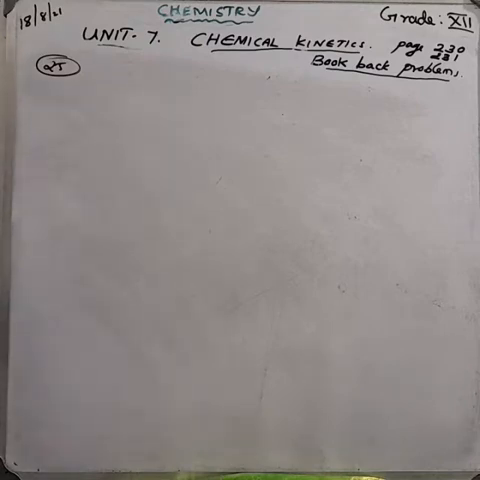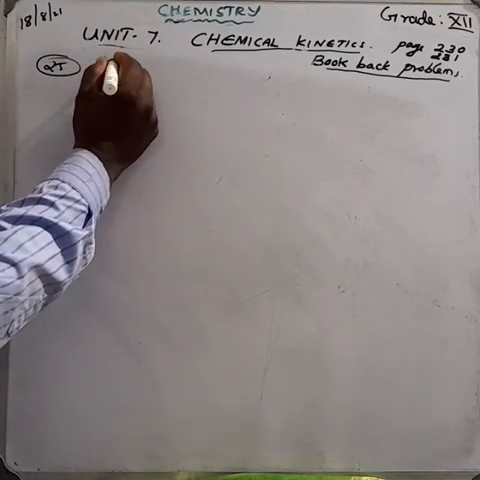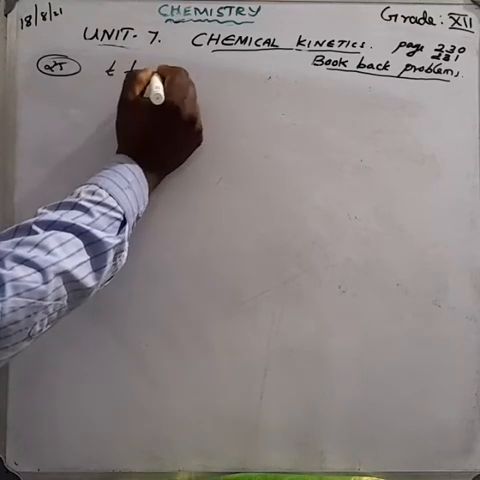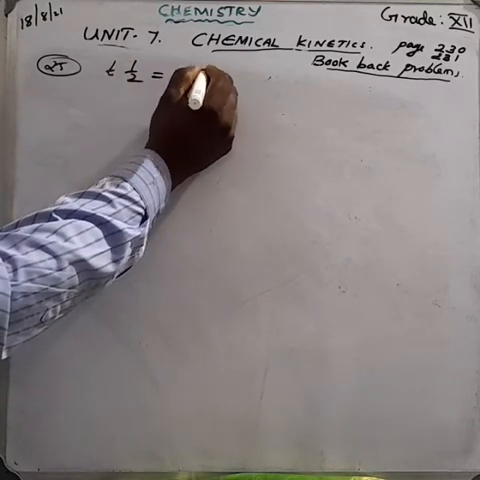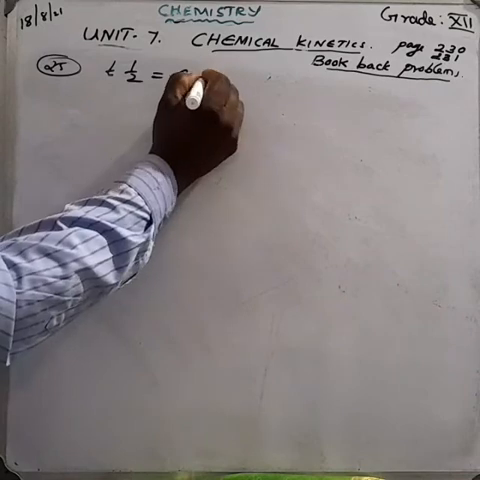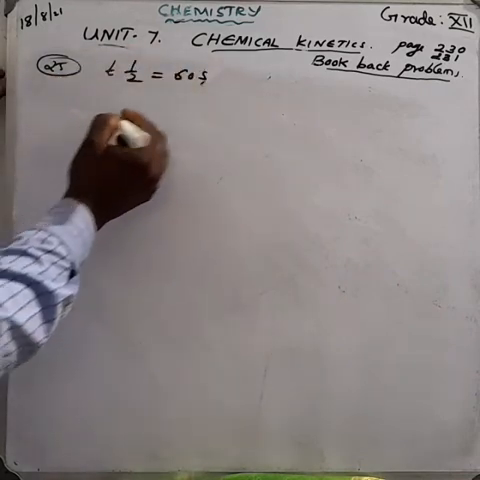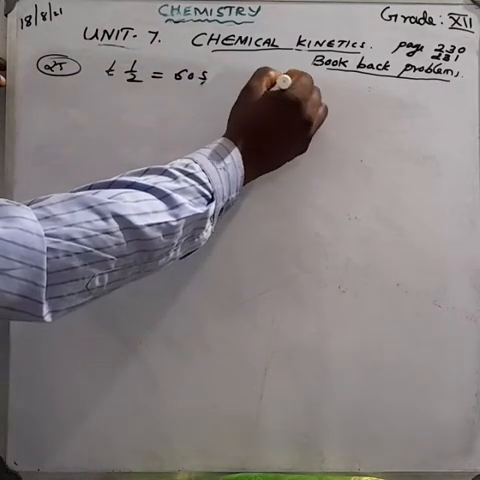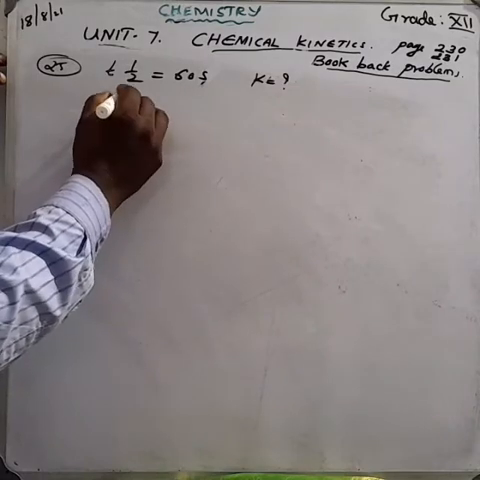So first, what are the given data? We know the formula. T half is equal to 60 seconds. So we have to find the value of K. Already we know that T half is equal to 0.6932 divided by K.